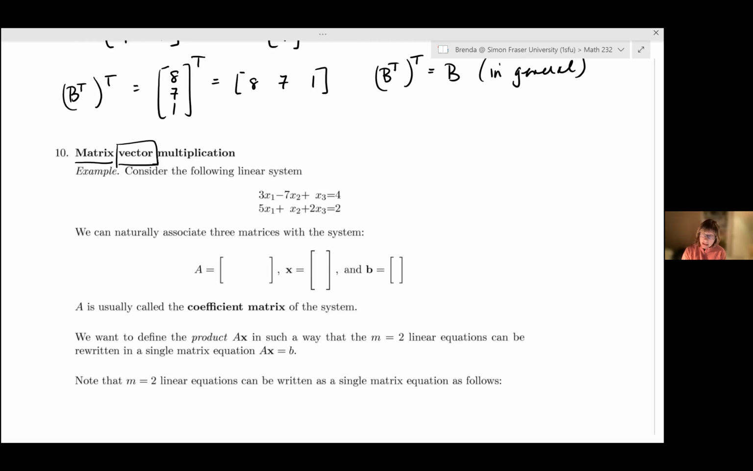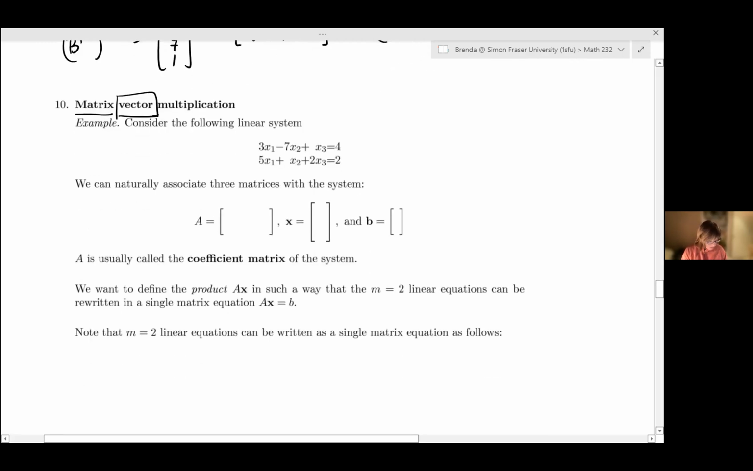And interestingly, the dot product of 2 vectors was a scalar. So now what we're going to be doing is taking a matrix and multiplying it by a vector. So we're just going to set the stage here by thinking about a linear system. So we have a linear system here, and we can think about this in the following way.